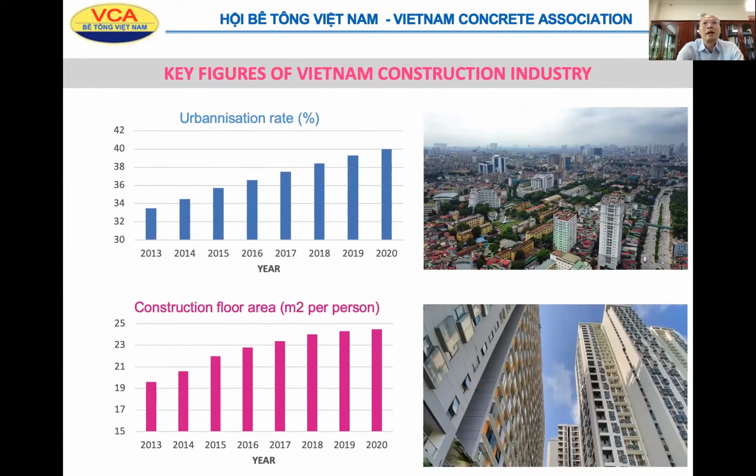Some key figures of the Vietnam construction industry. Within 10 years, the urbanization rate in Vietnam increased about 1% per year. At the end of 2020, the urbanization rate is about 40%, which is quite low compared with other developing countries, and especially compared to developed countries, where the urbanization rate should be about 80 or 90%. So we have more to do with the construction industry in Vietnam. The construction floor area per person in Vietnam has increased, and up to 2020 it is about 24 square meters per person in urban areas.